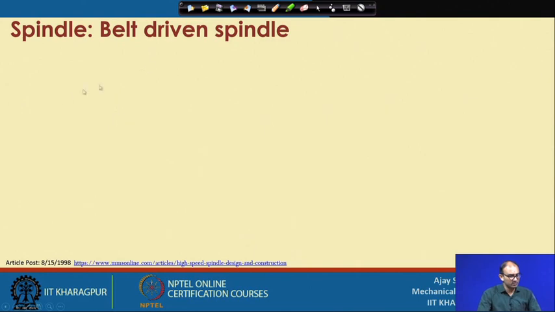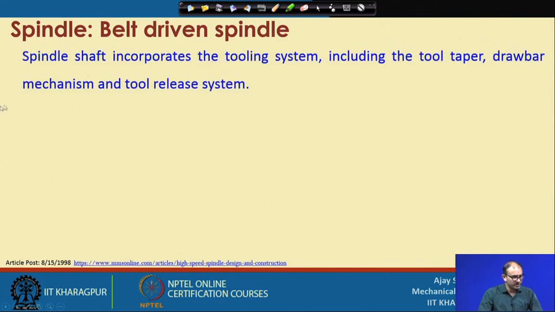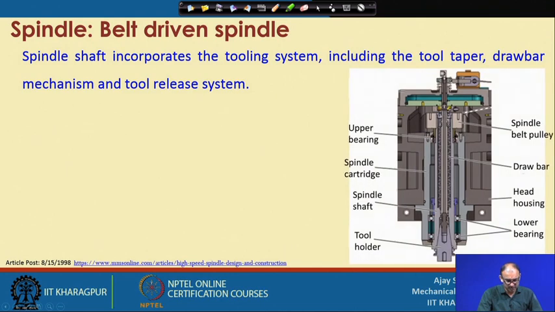Now, let us continue the discussion about the belt driven spindles, and then we will go to the integrated motor kind of thing. So, what is this thing? The spindle shaft incorporates the tooling system, including the tool taper, drawbar mechanism and the tool release system. Now, this is a cross sectional view of a typical belt driven spindle. If you see here, this is the upper pulley, and your belt will be at this location.